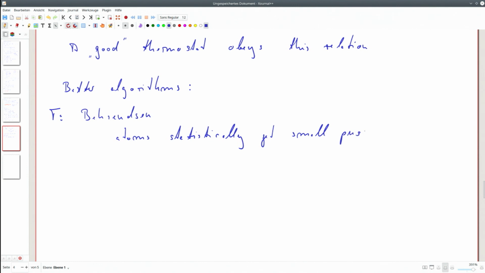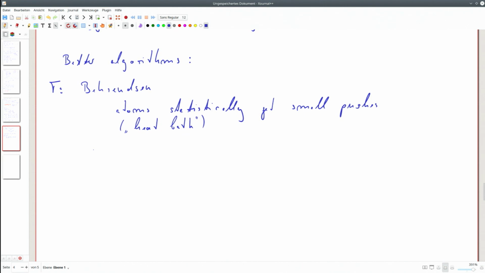And the direction, of course, is arbitrary, it's random, so you don't get a net momentum transfer. And a variation of this is the Langevin thermostat.